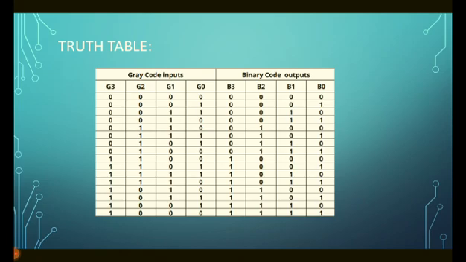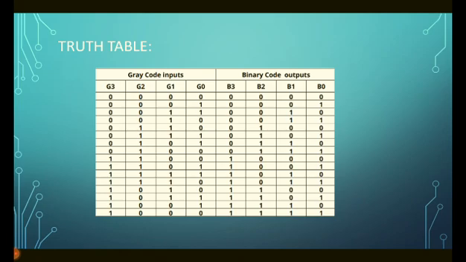When we give input value for G3, G2 and G0, the output value is for B3 and B0. When we give input value for all four, that is G3, G2, G1 and G0, the output value is for B3 and B1. When we give input value for G3, G2 and G1, the output value is for B3, B1 and B0. When we give input value for G3, G1 and G0, we get output for B3, B2 and B0.